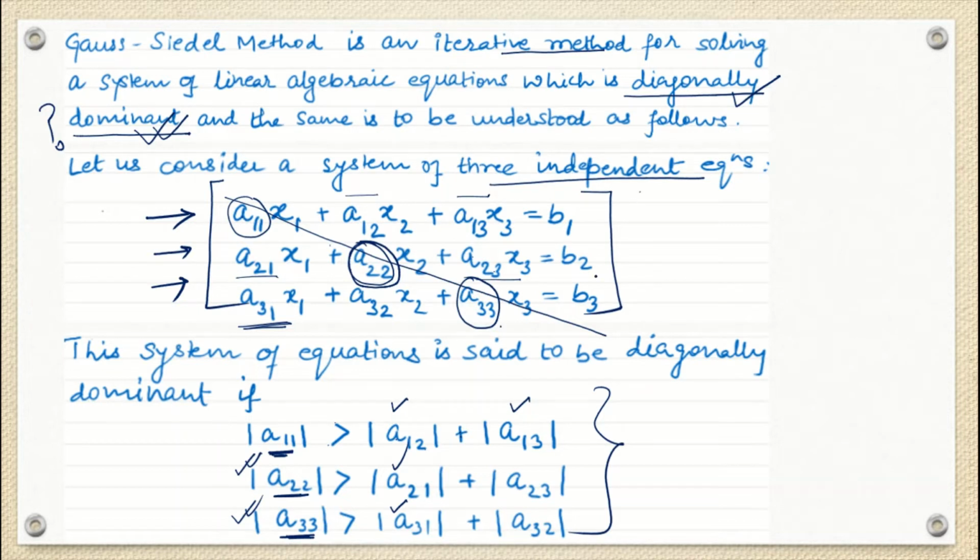Whenever we have to use the Gauss-Seidel method, we first have to check this condition. If this condition is not present, then we have to rearrange the equations so that the system becomes diagonally dominant, and only then can we apply the Gauss-Seidel method. If this condition is satisfied, then we say that the solution exists as the iterative process will converge. We will see what that means.